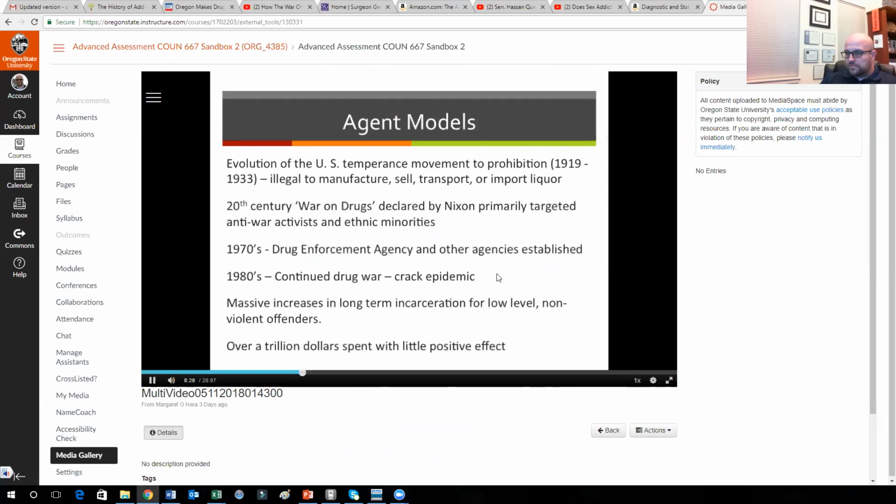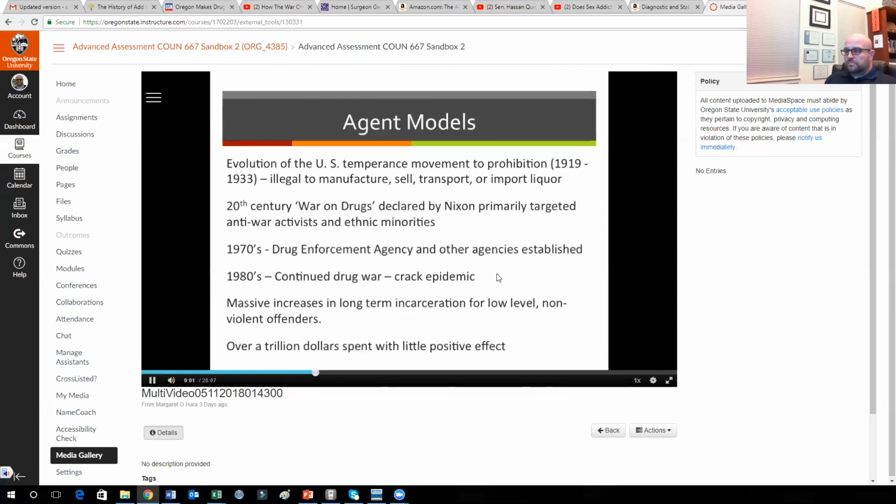The agent models pointed more to the substances themselves as being the cause, being the problem. And so we go back to the temperance movement, which led eventually to prohibition, 1919 to 1933, where it was illegal to manufacture, sell, and transport or import liquor. This is analogous to the 20th century war on drugs declared by Nixon. In retrospect, many believe that this was primarily targeted at anti-war activists and ethnic minorities.